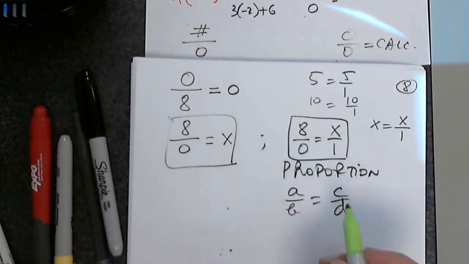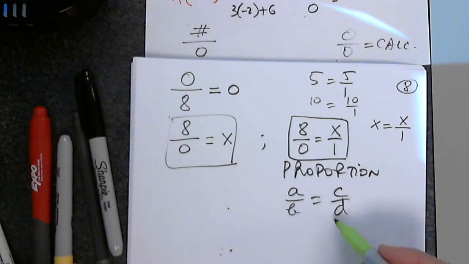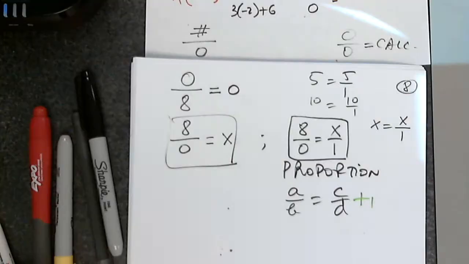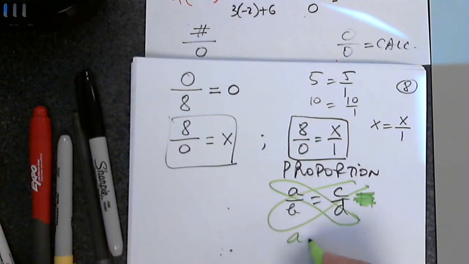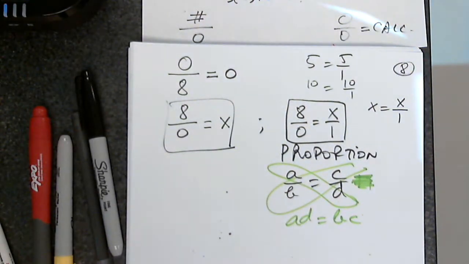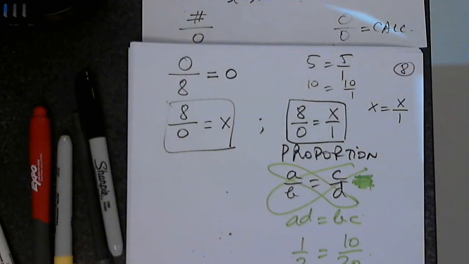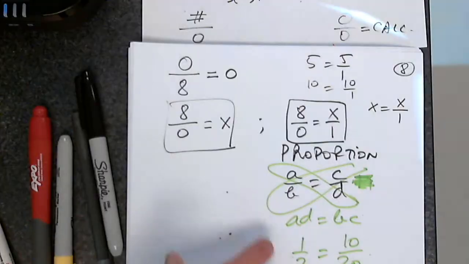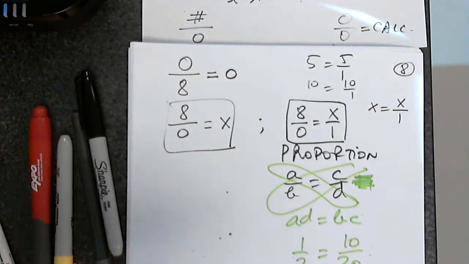So if it's a proportion, meaning one fraction line, one equal symbol, of course, and one fraction on the other side. If I have this, this is not a proportion. But if I have a proportion, then AD equals BC. Mandatory. Let me give you an example of a numerical proportion. 1/2 equals 10 divided by 20. Do you agree that 1/2, how did I get 10 over 20? I multiply top and bottom by 10. Is 1/2 the same thing as 10 over 20?